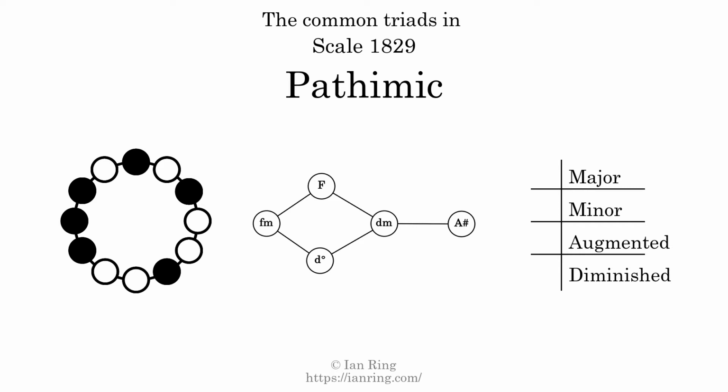The diagram in the center is a graph of parsimonious voice leading between triads. There are 2 major triads. There are 2 minor triads. There are no augmented triads. There is 1 diminished triad. Here is a Hamiltonian path of parsimonious voice leading that uses all the triads.